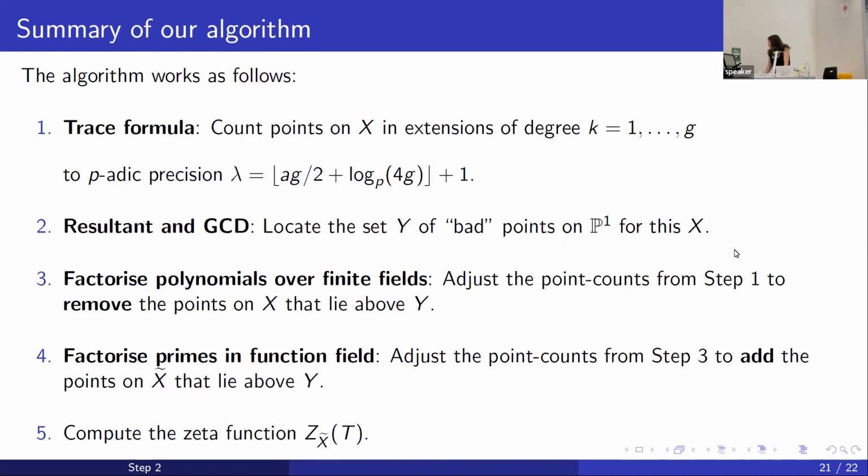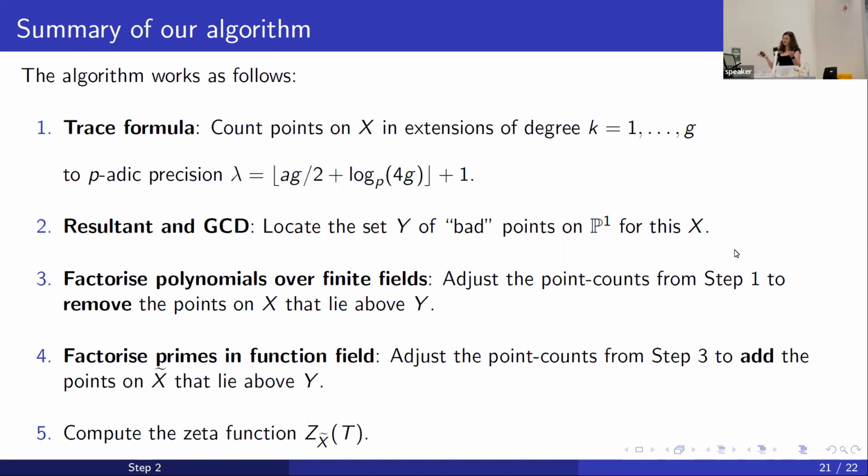The next step is to compute the subscheme z tilde, and as we're computing it, we're adjusting the point counts from the previous step to add the contribution of points on the non-singular curve that lie above the bad points on the projected line, and this just involves applying Monty's algorithm for each of those bad points. And now at this stage, we would have the point counts for the non-singular projected curve in extensions of degree 1 up to the genus.